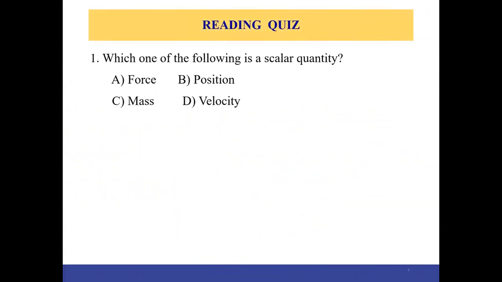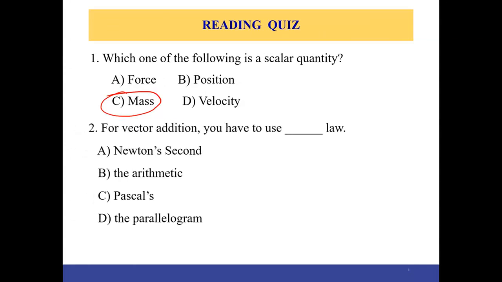Which of the following is a scalar quantity? The correct answer is mass. Force, position, and velocity all are vector quantities, and a vector has both magnitude and direction. For vector addition, you have to use, and the correct answer is, the law of parallelogram.